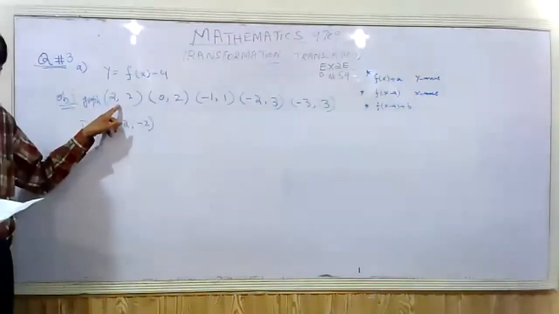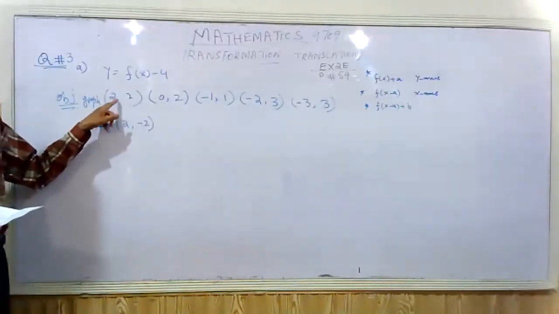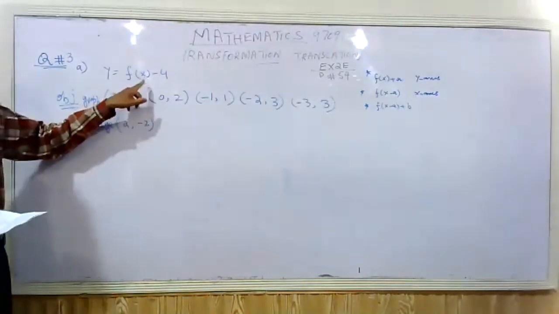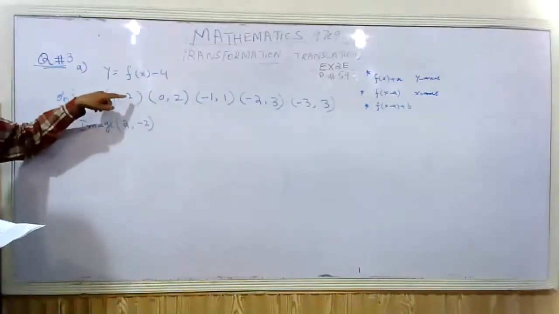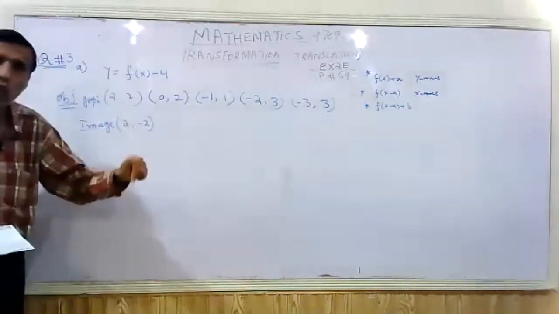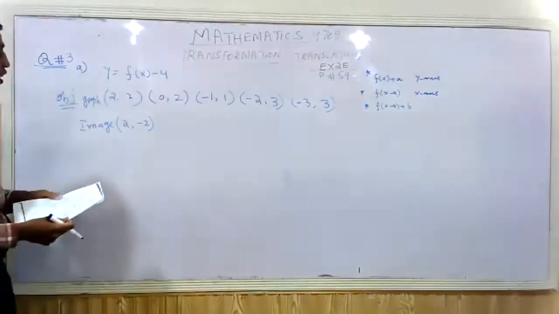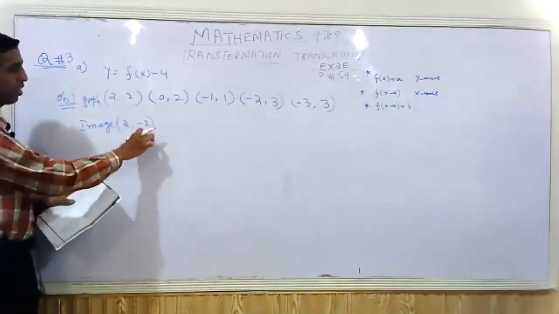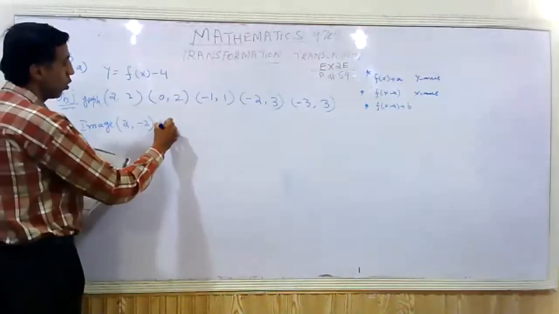Just observe from the graph, your object graph is at (2, 2). This equation stands for f(x) minus 4, meaning this value will move down 4 units. When you move the 4 units down, the new coordinates you will get are (2, -2), and the second is (0, -2).